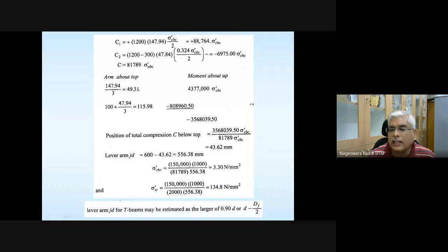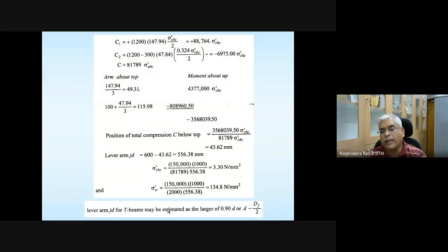As a general thumb rule, what we did is we idealized the given T shape into rectangles and other things. Instead of that, some guideline or thumb rule is there. Lever arm for T beams may be estimated as the larger of 0.9 times effective depth, or small d, effective depth minus half of the flange depth.